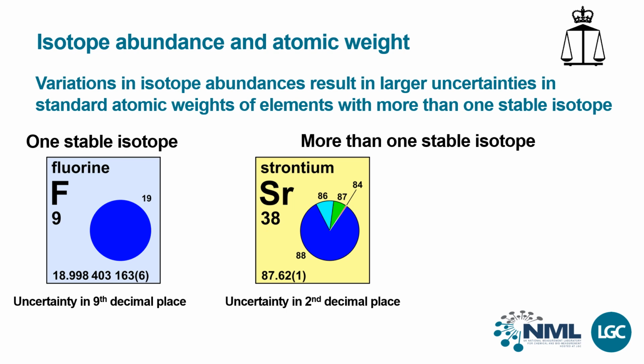For some elements, this natural variability in isotope abundance is so great that it dominates the uncertainty in standard atomic weight, which is highlighted by expressing the atomic weight as a range, shown here with the example of oxygen.